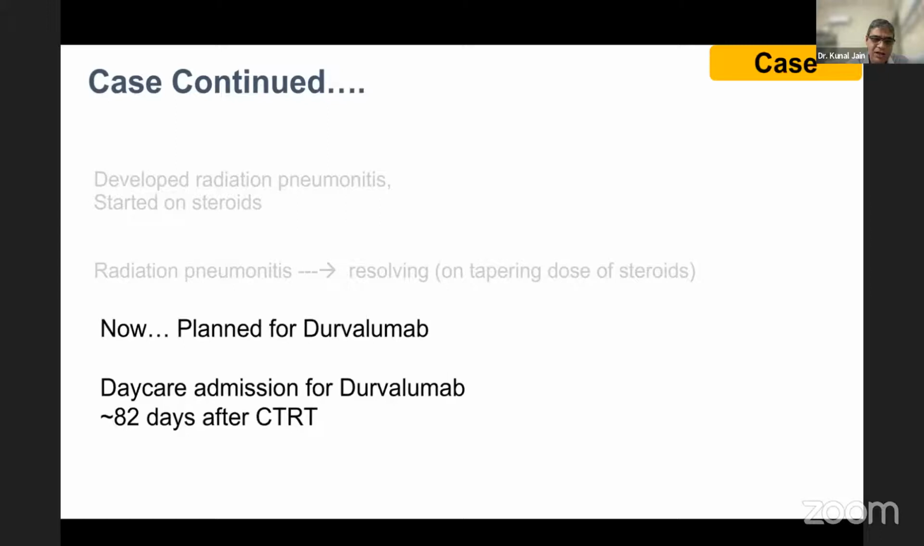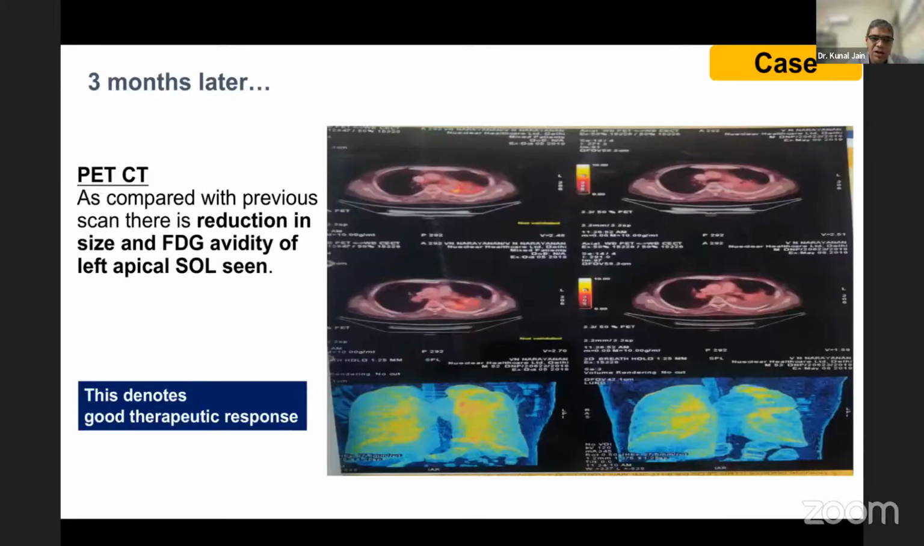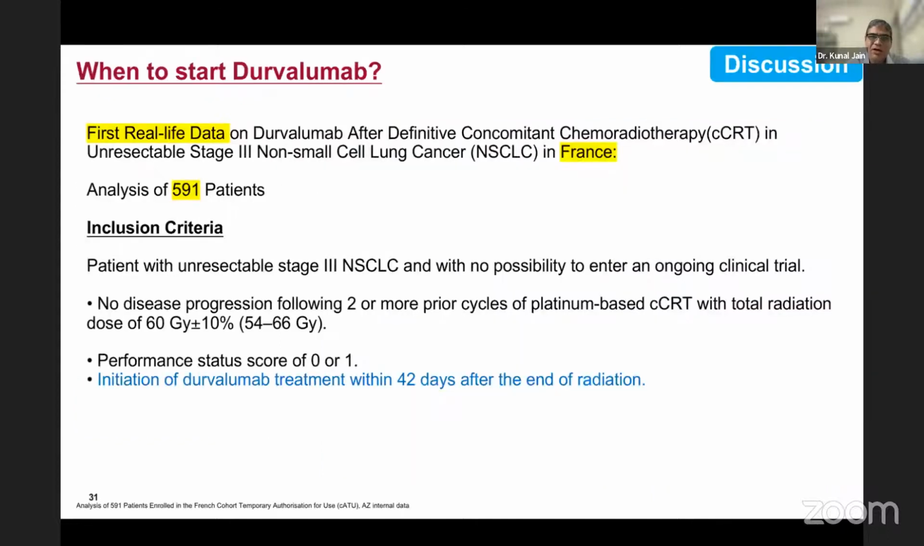So this patient did get durvalumab, but it was much later than what was initially planned as per the trial. And these pictures are trying to show that there was a significant reduction in the mass as well as in the metabolic activity of that lesion.